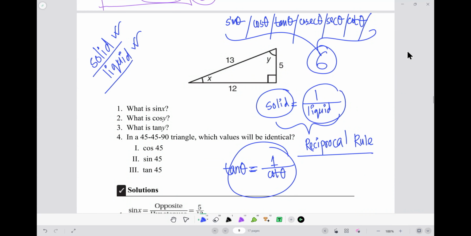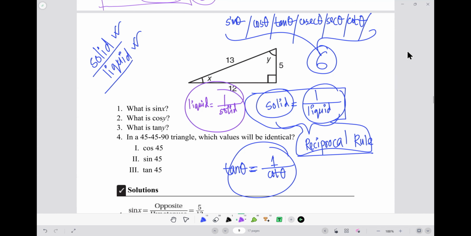You can write, according to the language of mathematics, the reciprocal rule. You can write according to the rule of reciprocality: solid equals 1 by liquid. You can also write liquid equals 1 by solid. Because these two things are 100% the same.